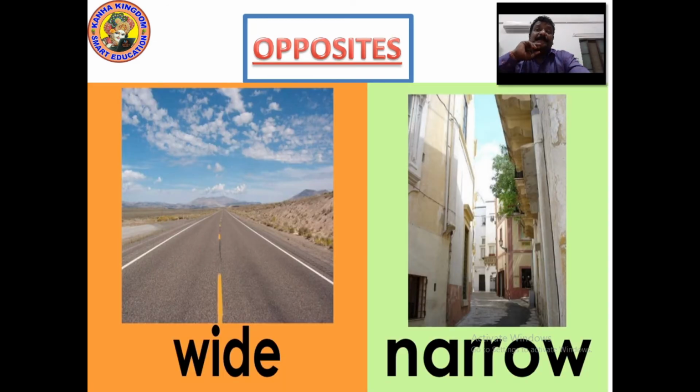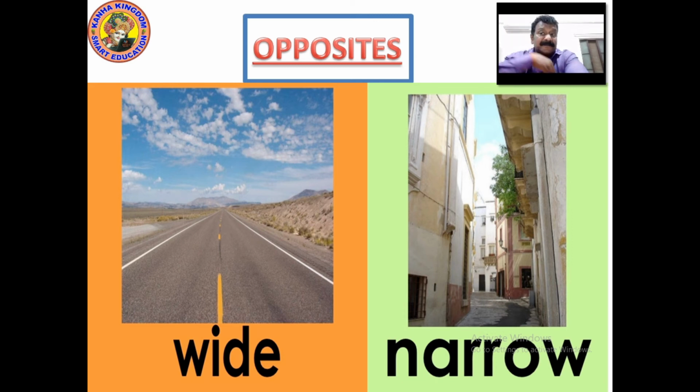Now look at the opposite. You can see what? Wide road. The road is wide, right? And opposite of wide is what? Narrow. Between the two buildings, there is a small narrow passage. You can see, it's a narrow passage. This is wide. Opposite of wide is what? Opposite of wide is narrow. Opposite of narrow is what? Wide. Wide, narrow.